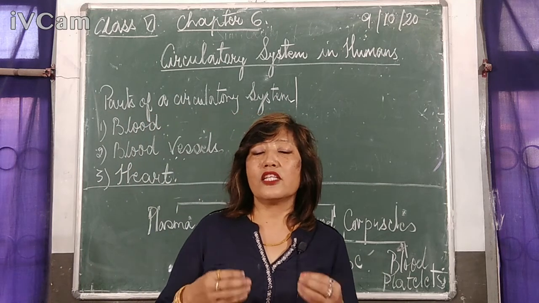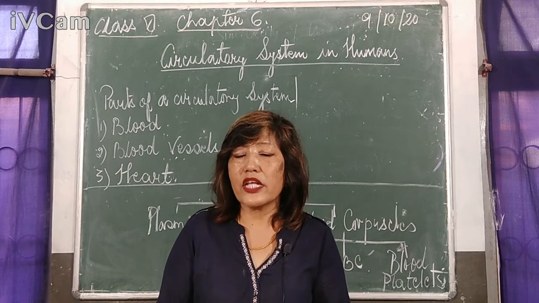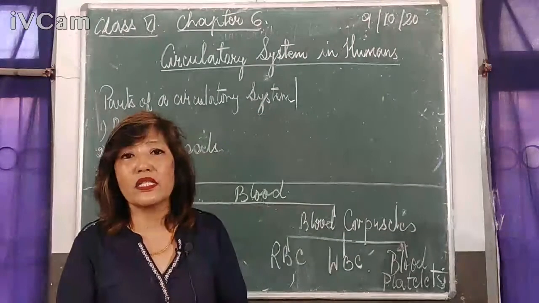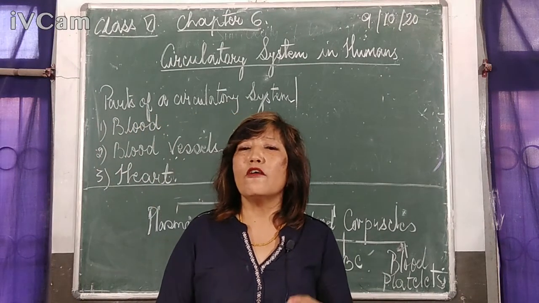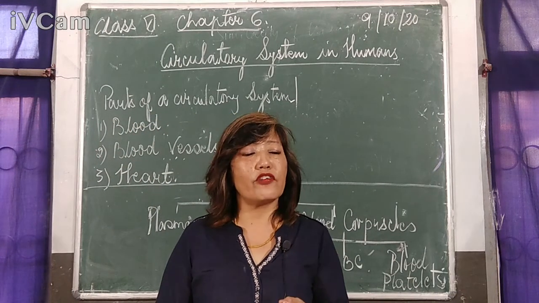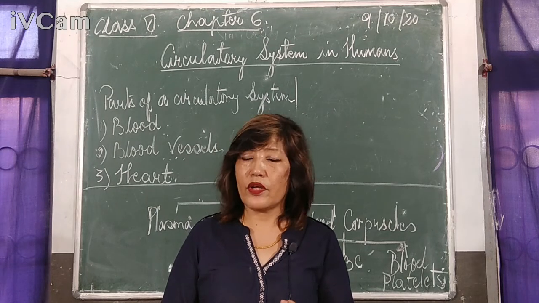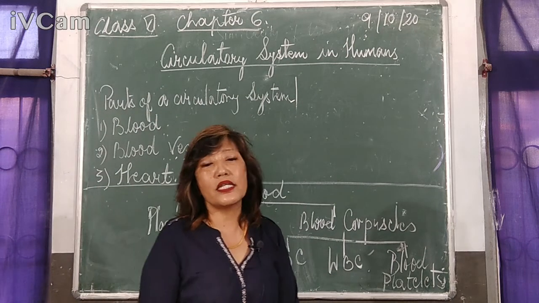And these red blood cells are the most abundant components found in blood. And if you see the number of red blood cells present in the blood, there are about 5 million to 6 million red blood cells per cubic millimeter. Okay. Now the next one is white blood cells.